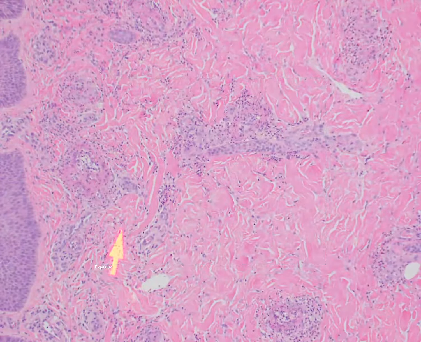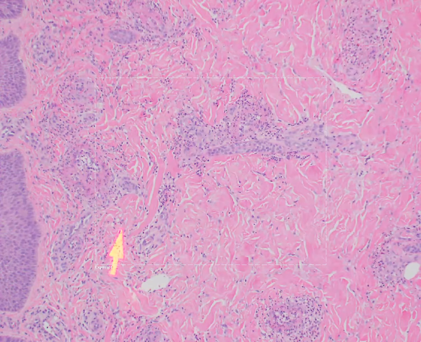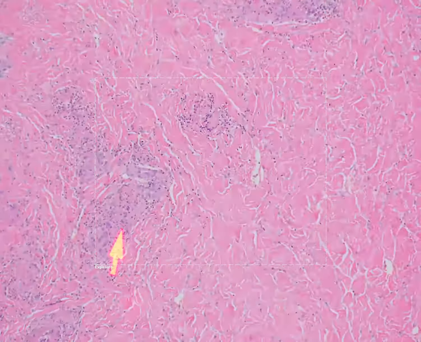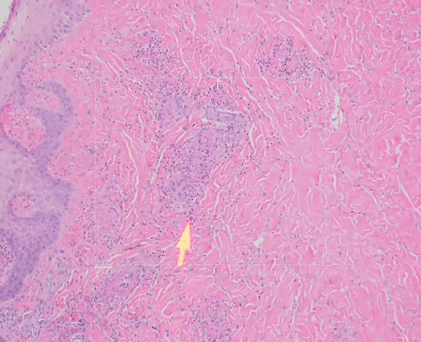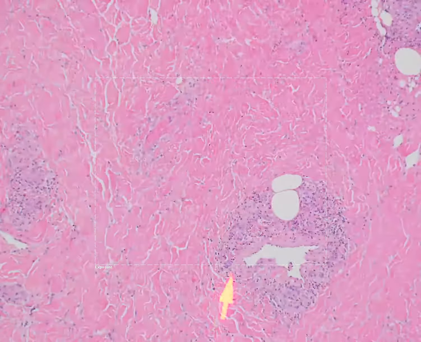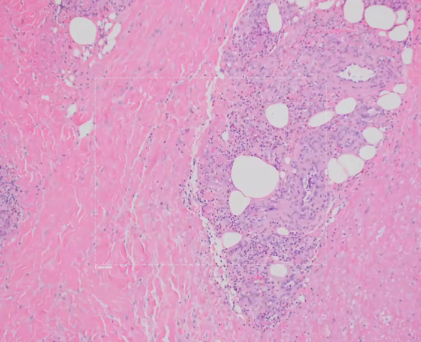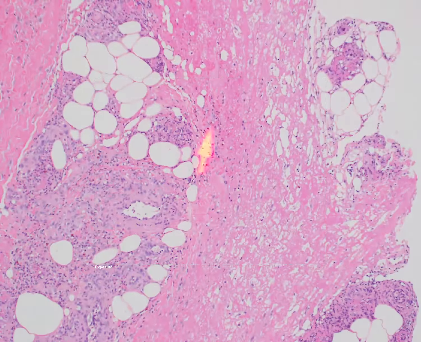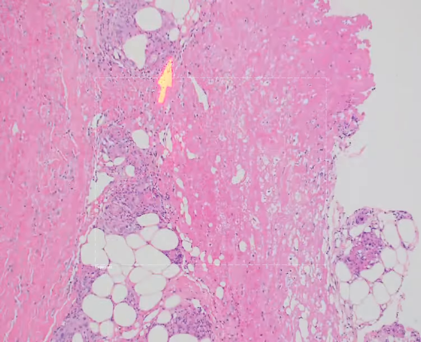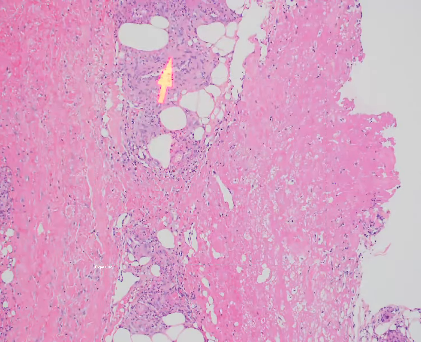But to draw your attention to the dermis, there is a perivascular process and a vascular process that's ongoing, that's afflicting the vessels in the superficial, mid-dermis, as well as in the deeper aspects of the dermis. Not every vessel is involved, but they're involved to varying extents.